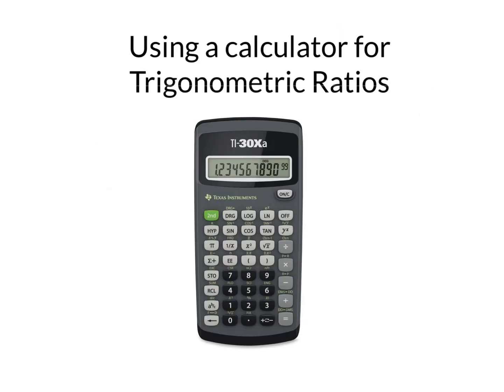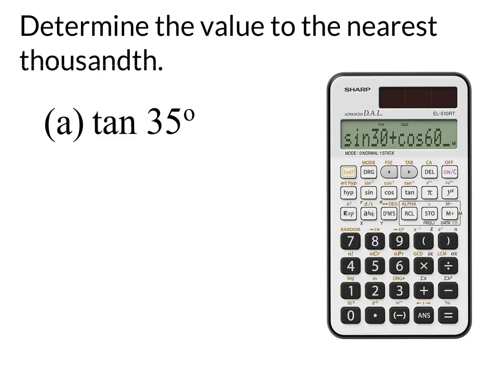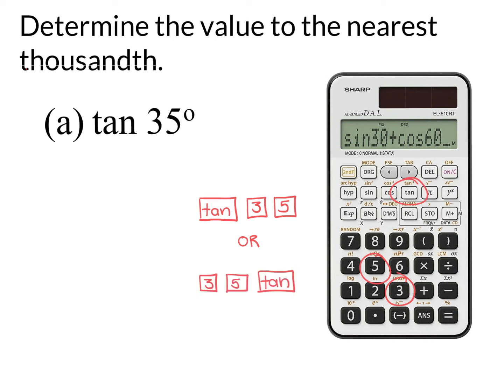Now the last thing we're going to do is practice using our scientific calculators. Determine the value of tan 35 degrees to the nearest 1,000. Now every calculator is different, so on your calculator you might have to press the tan button and then the number 35. So tan and then 35. Or again, depending on your calculator, you might have to press 35 and then tan. Okay, so check that out to see what your calculator does.